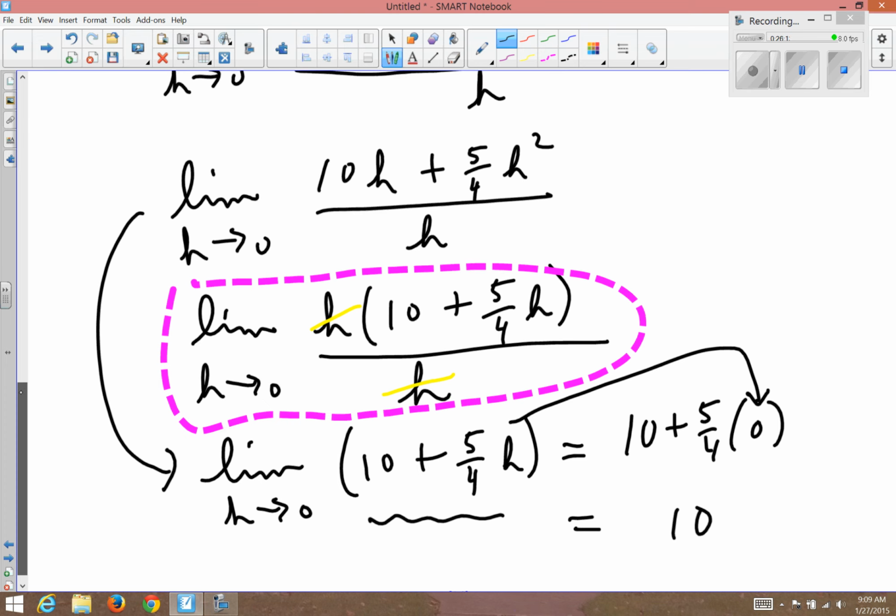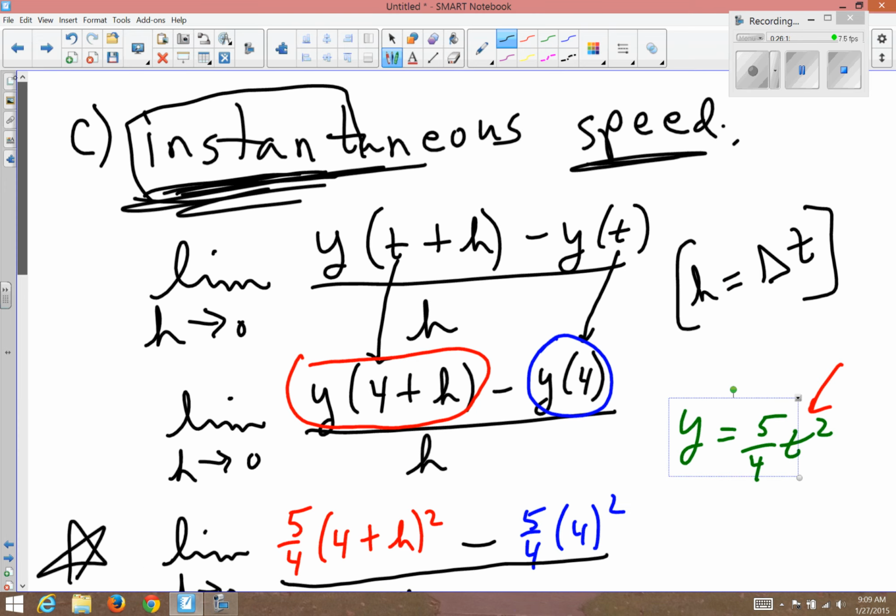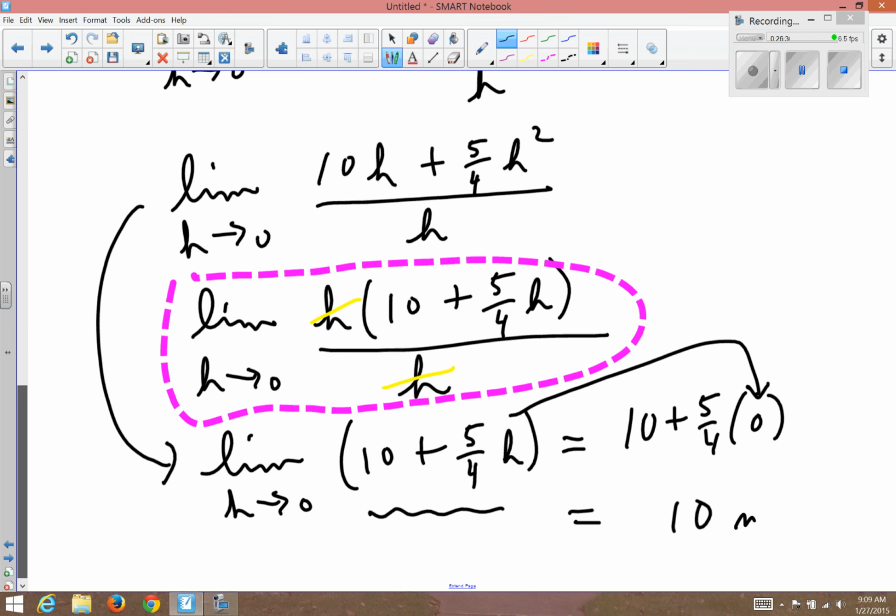The units on this answer 10, and from up here, the numerator was a change in y's. That's measured in meters. The denominator is a change in time, which is seconds. That's why the answer is 10 meters per second. That's the speed at which the rock hit bottom, at the very instant that it hit bottom.